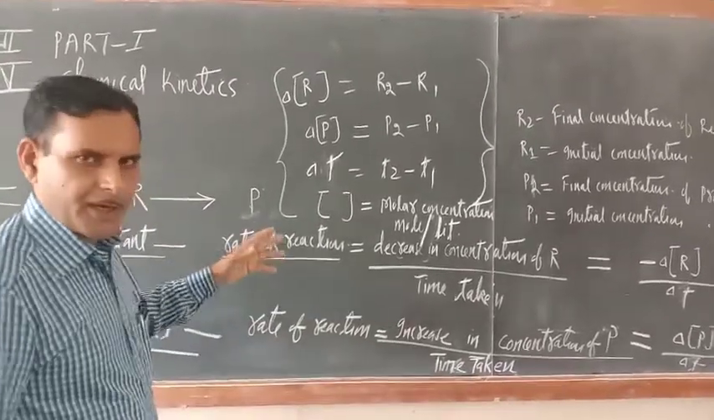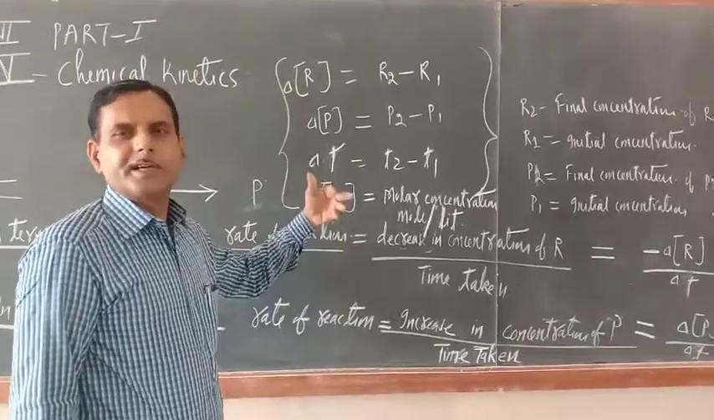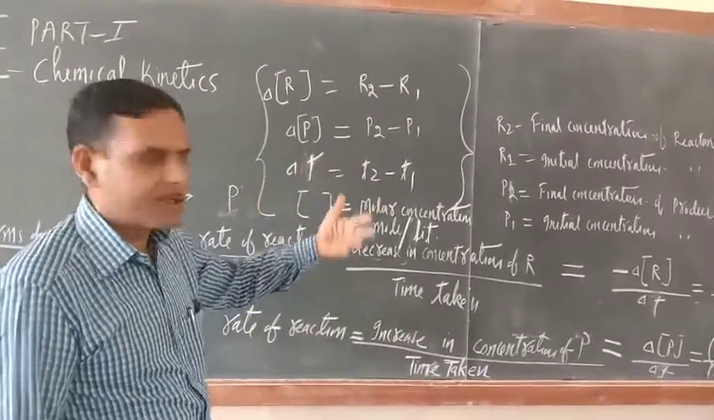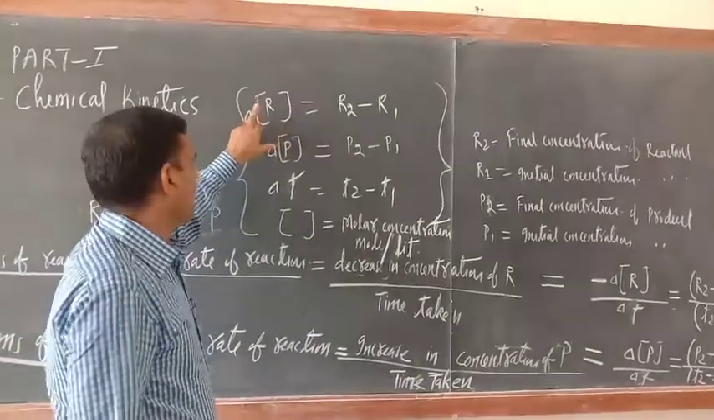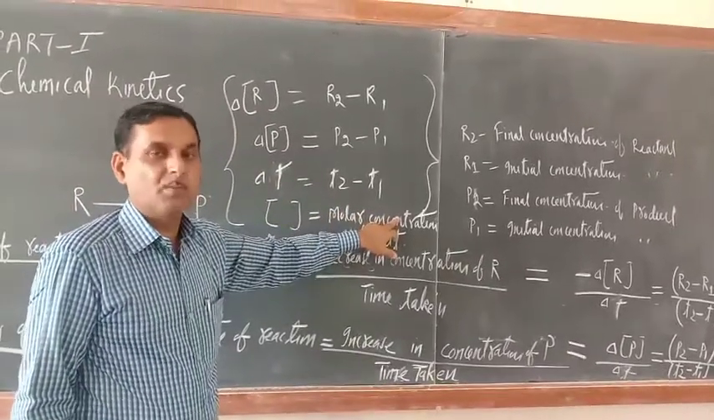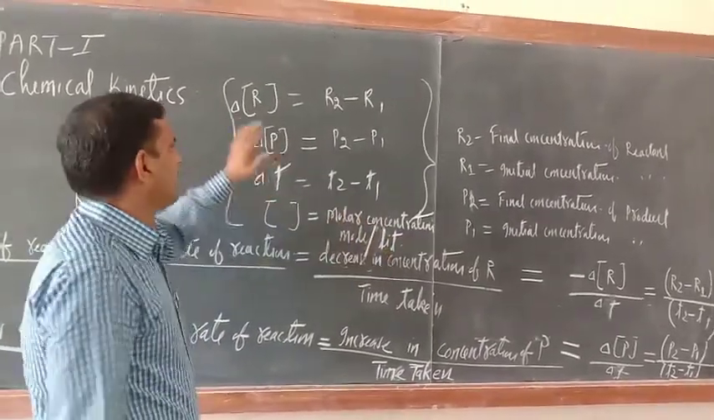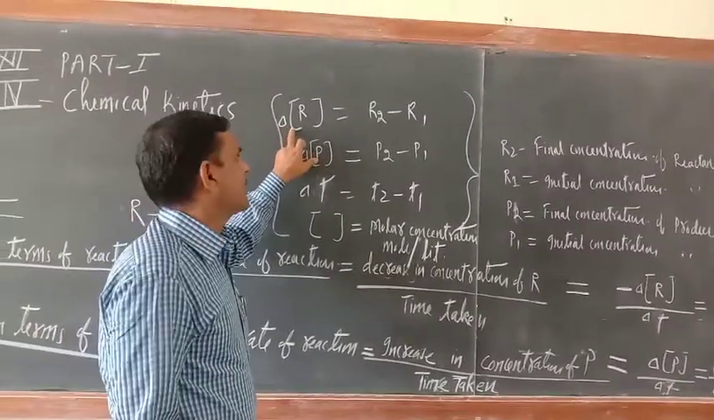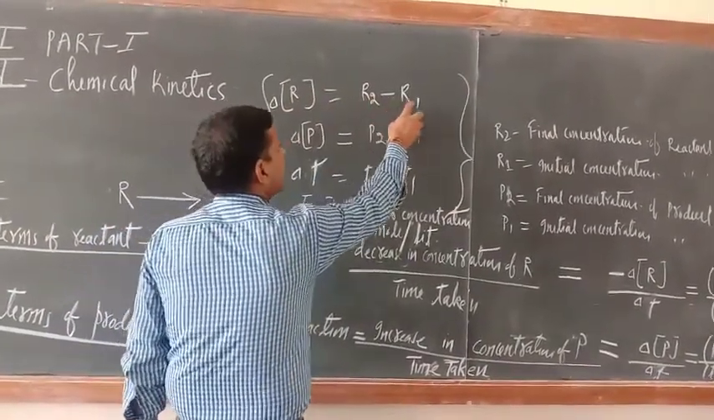Yes. So dear cadets, in rate of reaction two things are happening. One is the concentration of reactant is decreasing while the concentration of product is increasing. So just see, delta R, why did I put this square bracket here? The meaning of the square bracket is molar concentration. Molar concentration means mole per liter. And what is the meaning of the delta sign here? Slight change.